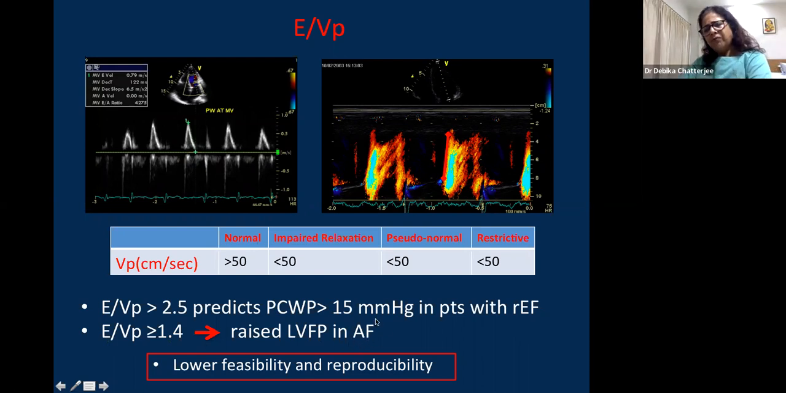Because estimation of diastolic function in atrial fibrillation is very challenging because we don't have A wave in atrial fibrillation. So we try to find out some other ways. These are the ways by which we can estimate the diastolic function, grades of diastolic dysfunction. Because E by VP more than 1.4 indicates raised LV filling pressure in atrial fibrillation. But of course, this method has got lower feasibility and lower reproducibility.